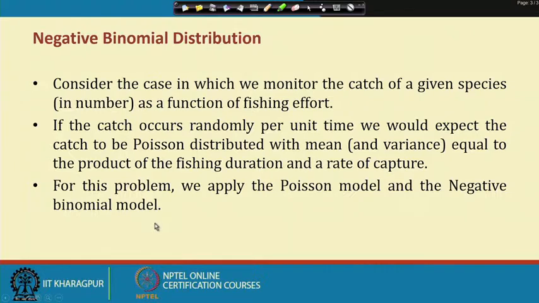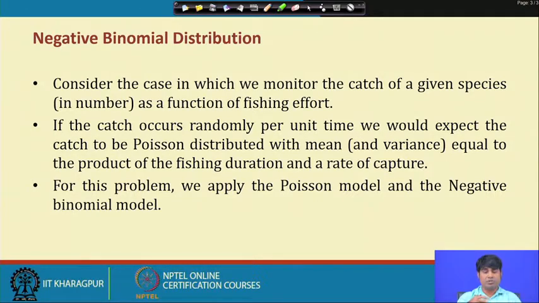So now considering the case which we call the binomial structure, the catch point is what is the occurrence point, or the durations, and the rate of capture. That is the big deal between the mean and variance. For these particular problems we apply the Poisson models and the negative binomial models.